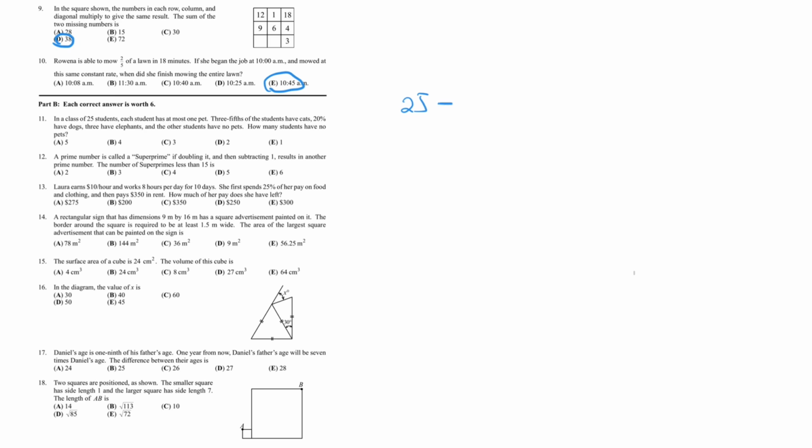So we minus 3/5 of the students have the cats. So 3/5 of 25, use multiplication. And also 20% have dogs. 20% of the total students, times 25, have the dogs, and 3 have elephants, minus 3.